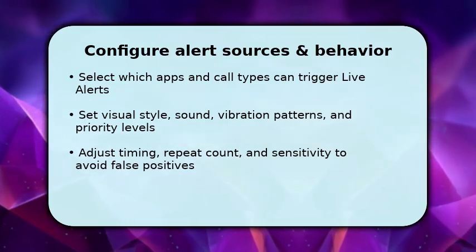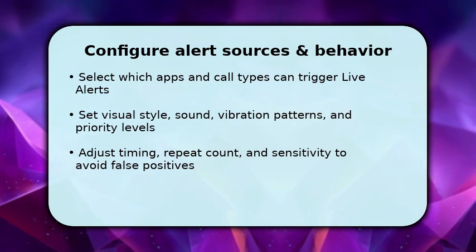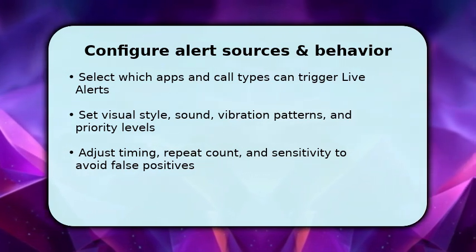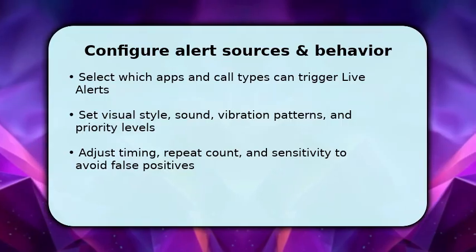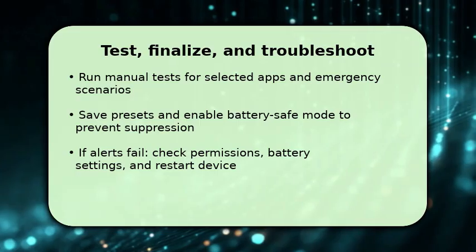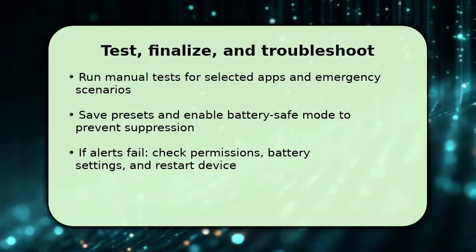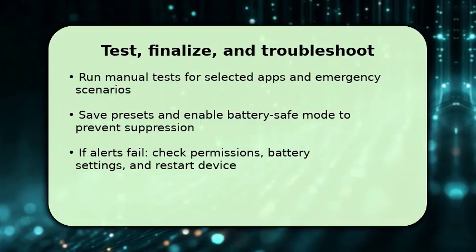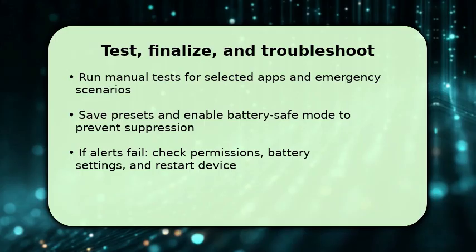Once configured, test a few alerts to confirm timing and appearance match your needs. Finish by running manual tests for each chosen source so you can see live alerts in action and tweak settings. Save your configuration as a preset if available, and enable battery-safe mode exceptions so the system won't suppress alerts during power optimization.